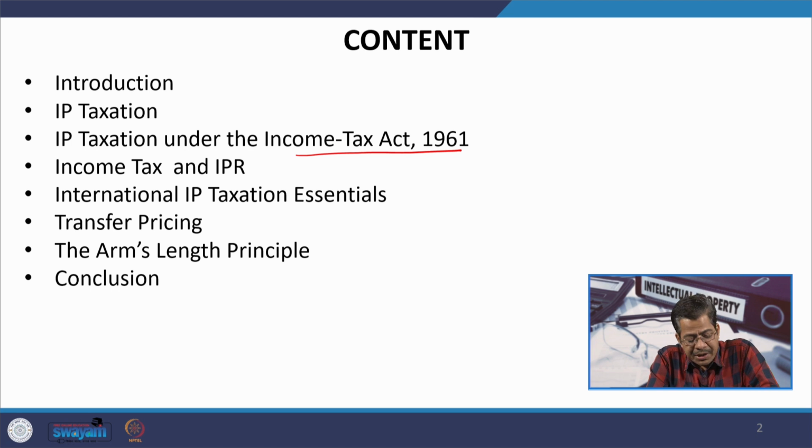The issues related to transfer pricing, because a lot of IP related incomes are generated when we are doing technology transfer. When we do technology transfer, the price which we give to that transfer affects our taxation related matters. Then we are also going to discuss a very important arm's length principle which is applicable for taxation purposes. So all these things we are going to discuss in this particular session.